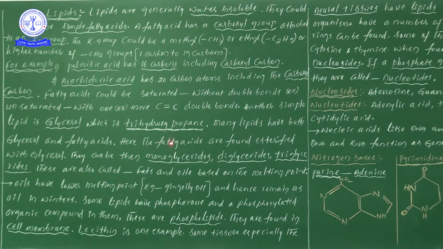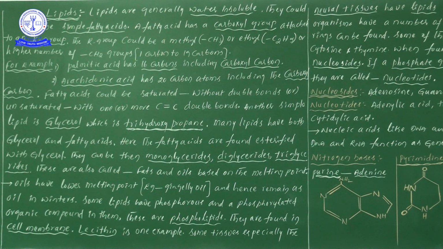So next one. Here many lipids have both glycerol and fatty acids, and both are linked together with ester bonds. Esterified means presence of ester bonds. Next one, they can be divided into monoglycerides, diglycerides and triglycerides.